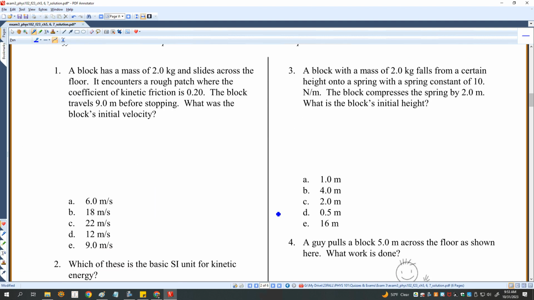All right, a block has a mass of 2 kilograms and slides across the floor and encounters a rough patch. Coefficient of friction is 0.2. So let's see, mass is 2.0 kilograms. Mu is 0.2.